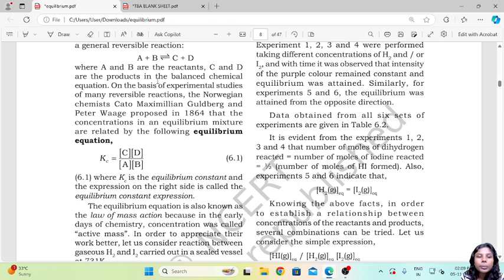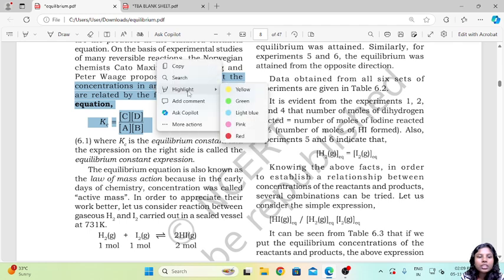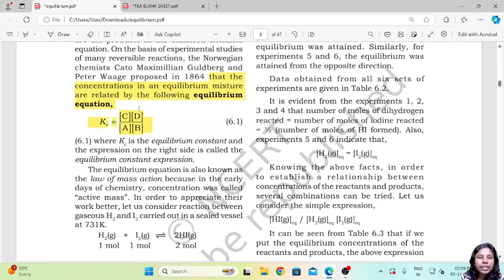On the basis of experimental studies of many reversible reactions, the Norwegian chemists Cato Maximilian Guldberg and Peter Waage proposed in 1864 that the concentrations in an equilibrium mixture are related by the following equilibrium equation. So these two chemists said that the equilibrium mixture is related by an equilibrium equation: Kc equals [C][D] upon [A][B].